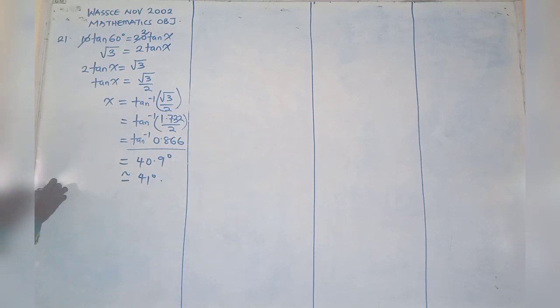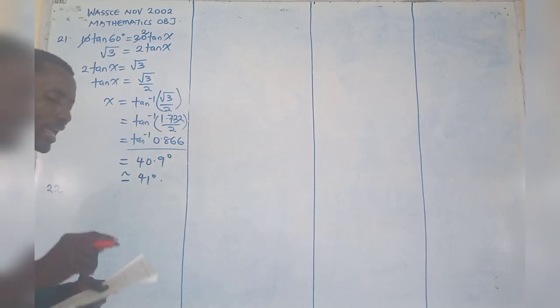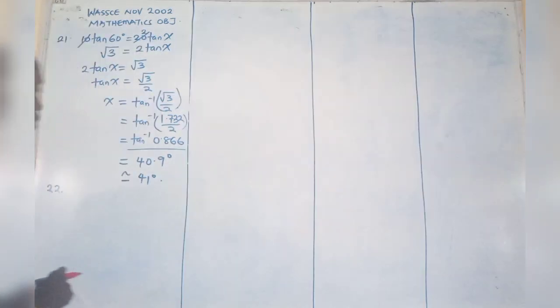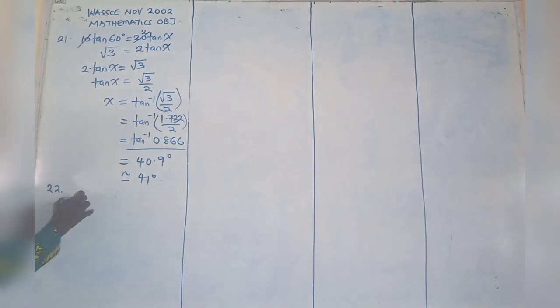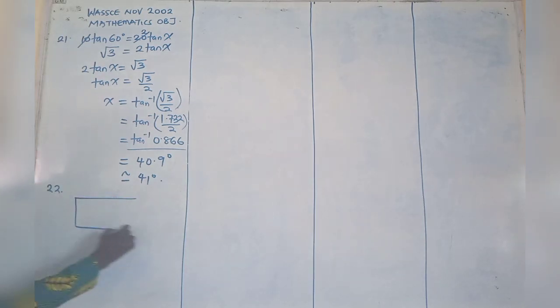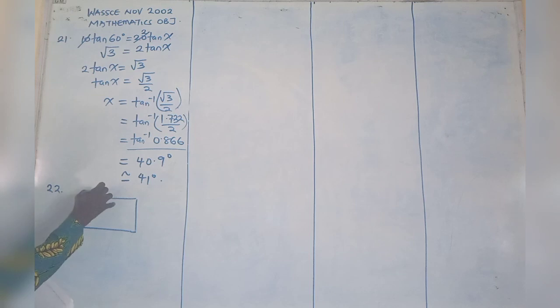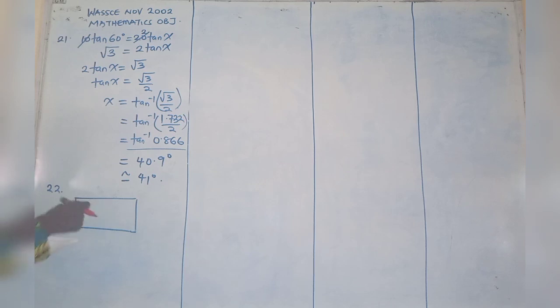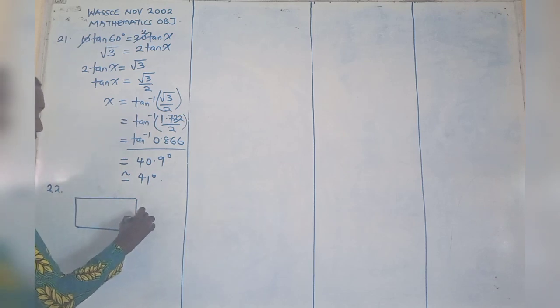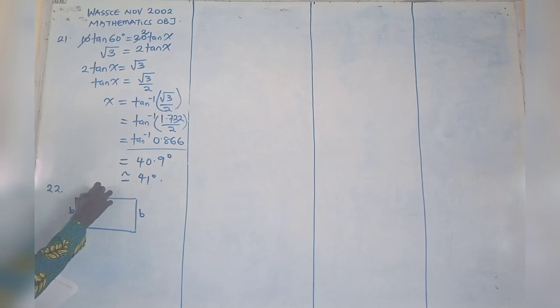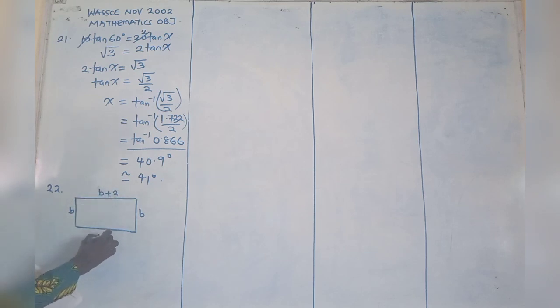Then question 22 says the length of a rectangle is 2 cm longer than the breadth. For questions like this, I always advise students to draw the figure. So this is the length of the rectangle. The length of the rectangle is 2 cm longer than the breadth. So I can reference the breadth. That means the length will be the breadth plus 2.